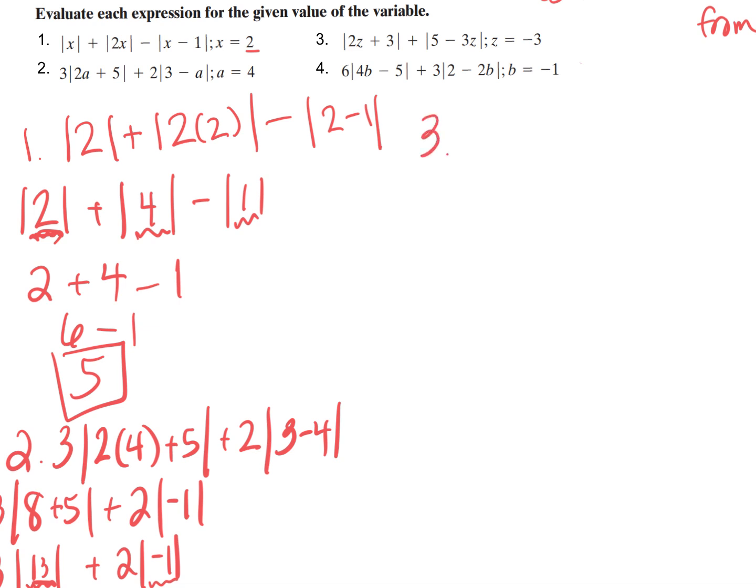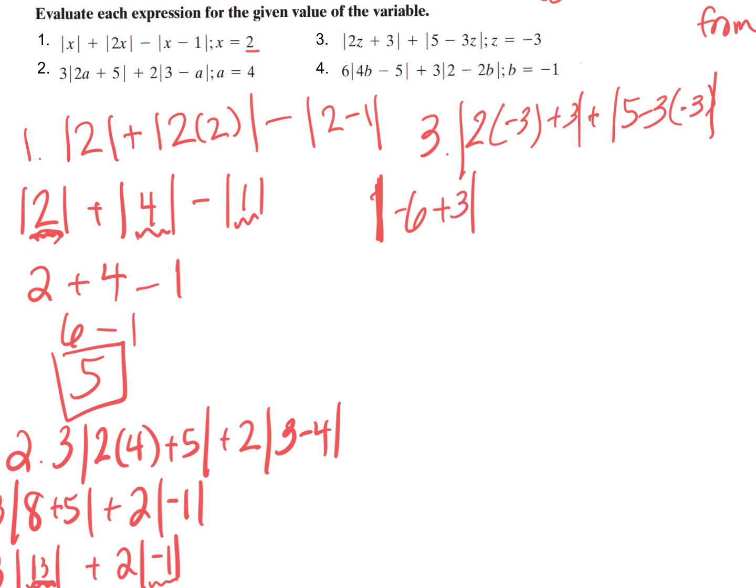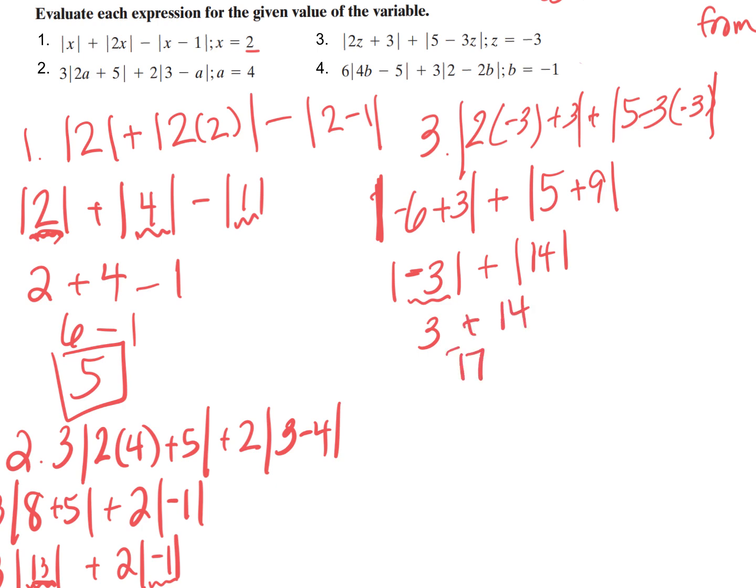Number 3, I'm going to substitute negative 3 in for z. So 2 times negative 3 plus 3 plus 5 minus 3 times negative 3. I'm going to do my order of operations first. I'm going to do what's inside the absolute value first. So I'm going to multiply negative 6 plus 3 plus, I'll multiply here. That would be 5 plus 9. Negative 3 times negative 3 is positive 9. Now I'm going to do the operation inside the absolute value, that would be the absolute value of -3 plus the absolute value of 14. And the absolute value of -3 is +3. And the absolute value of 14 is 14. So that answer is 17.